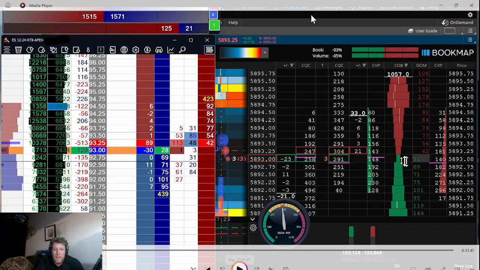So just to go over a couple of things, I'm going to be watching the order book right here. Green goes down, red goes up. Volume should be opposite of that. So green volume goes up, red volume goes down, but in terms of the order book, it's flipped. So we're going to pay attention to that.